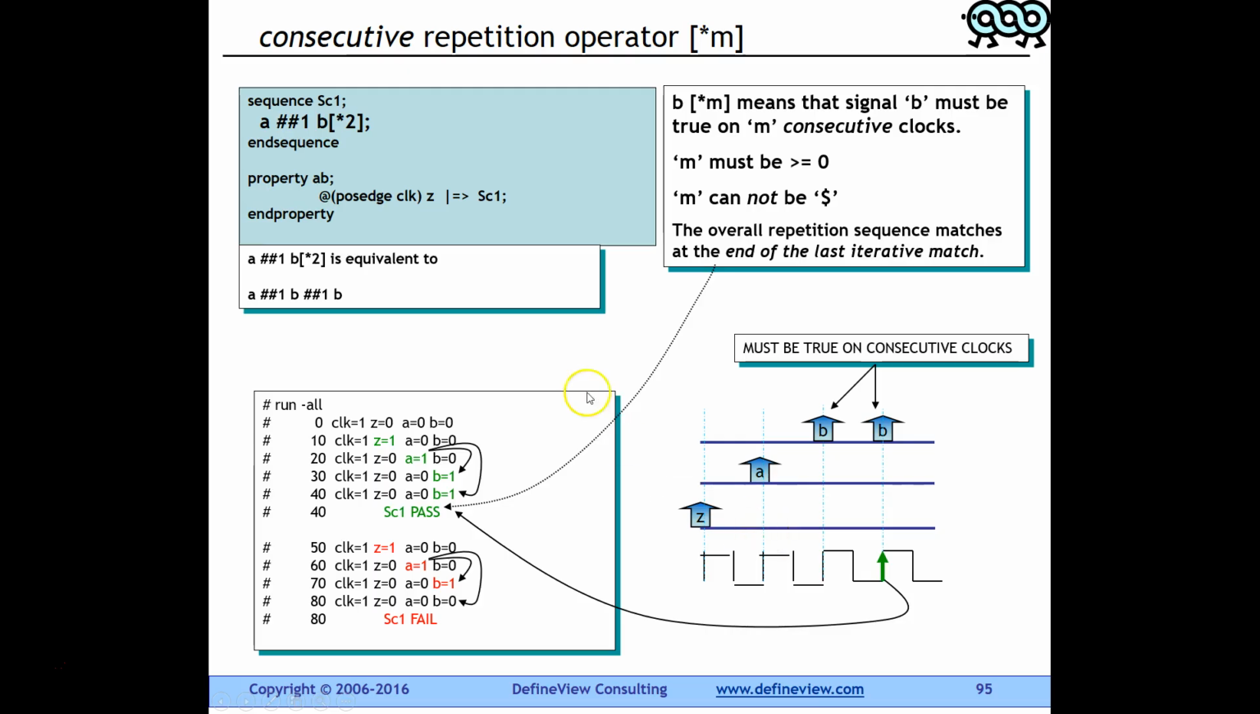And I just want to make sure that we understand, which is quite intuitive actually, that since we are looking for B to remain asserted for two clocks, the overall repetition sequence matches at the end of the last iterative match. That makes sense because we are trying to make sure that a given signal remains asserted or deasserted for M number of clocks consecutively.